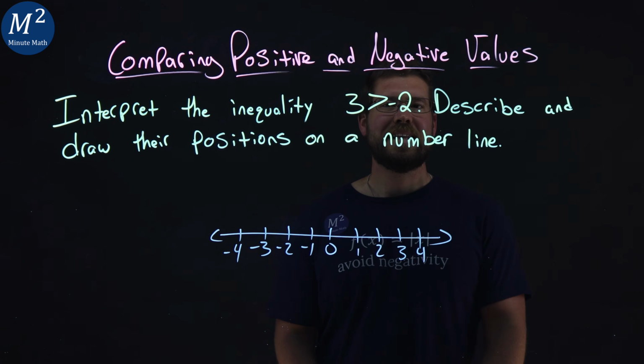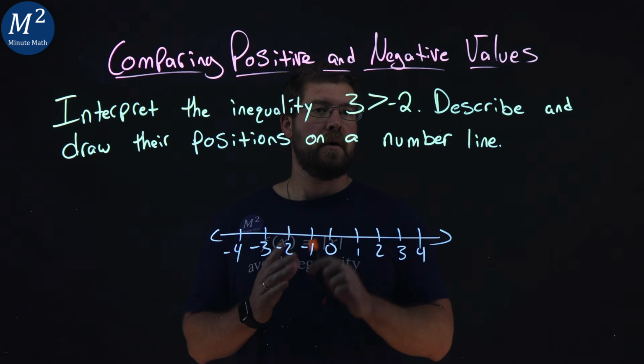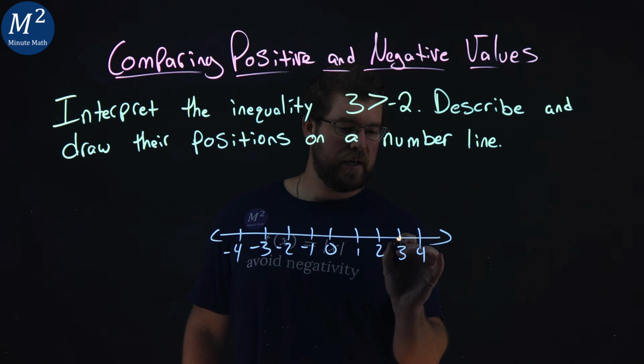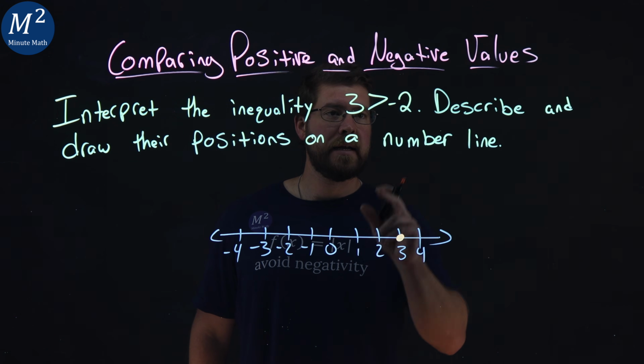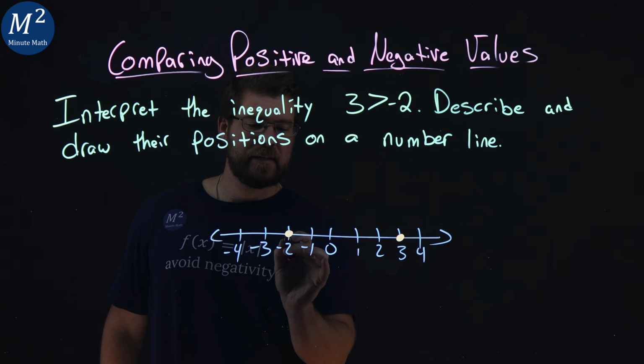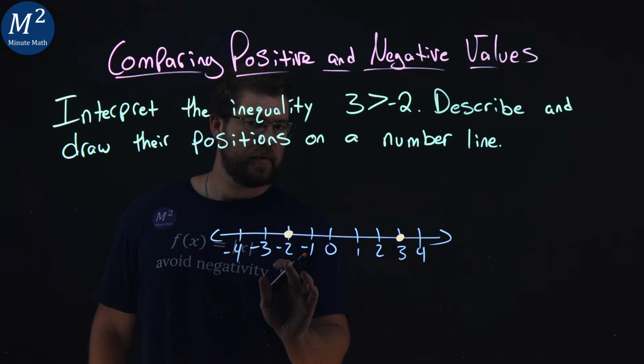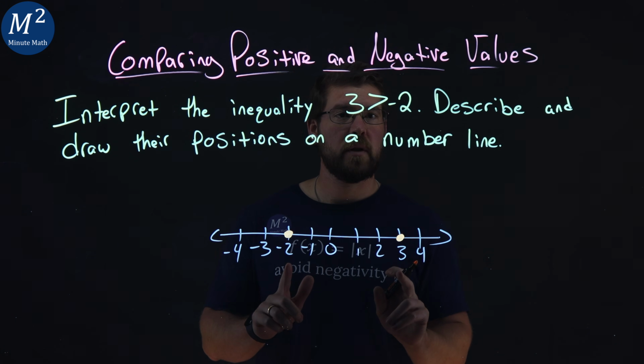So now we want to plot these points on the number line. Let's go with 3 first. 3 is right here on the number line. And negative 2 is right there. So now we have our 2 points on the number line here.